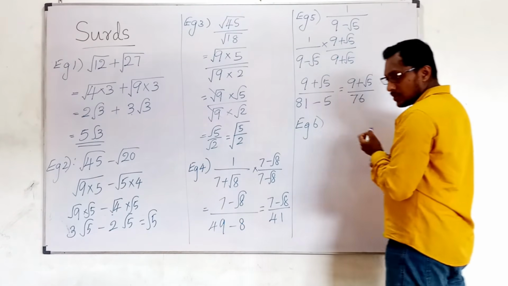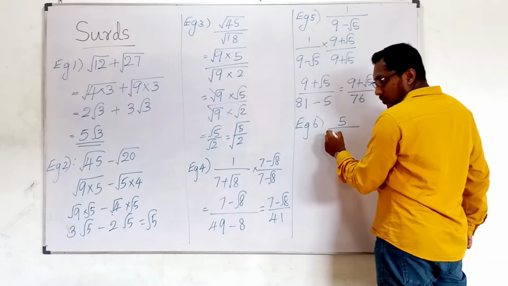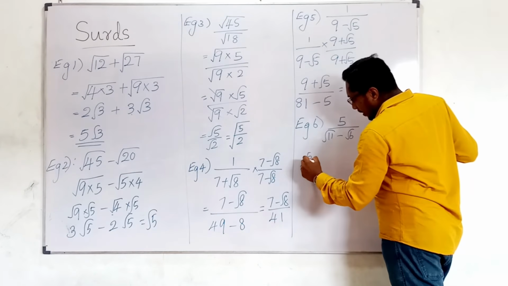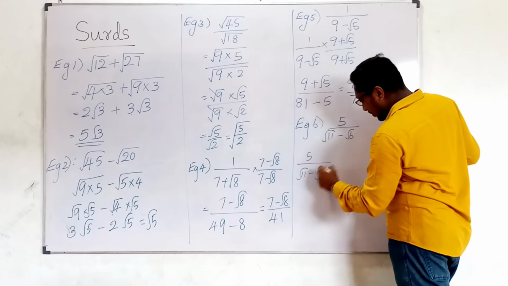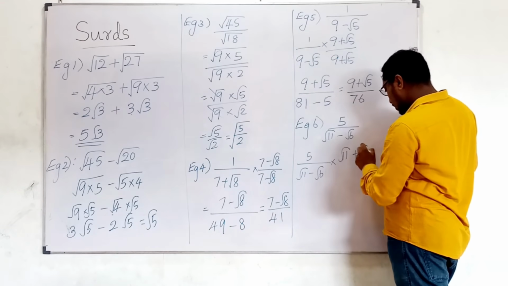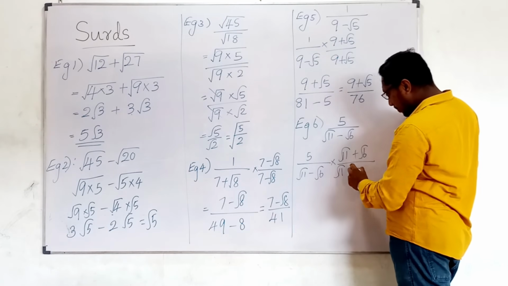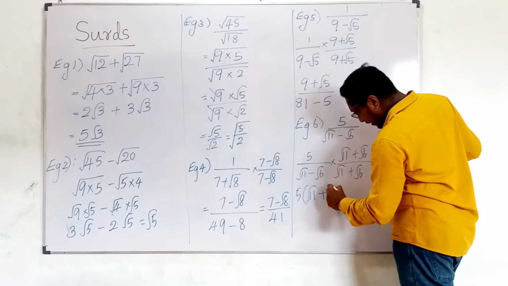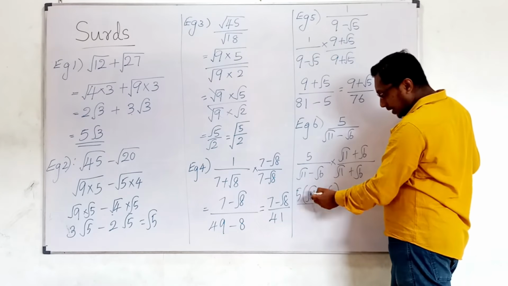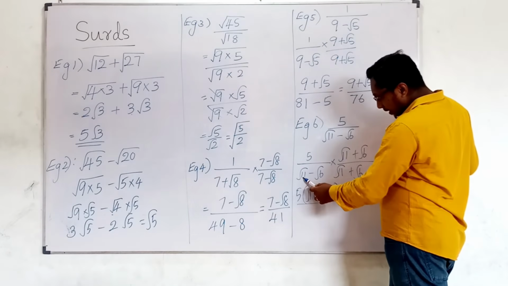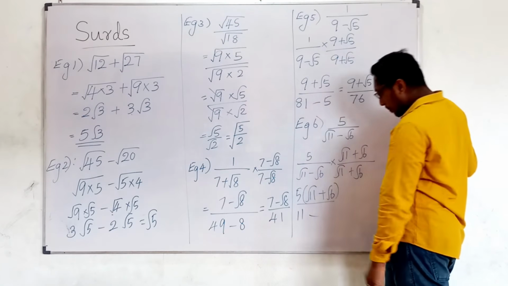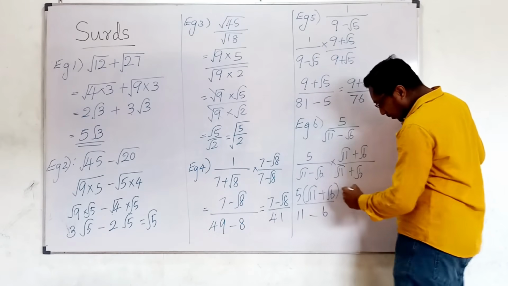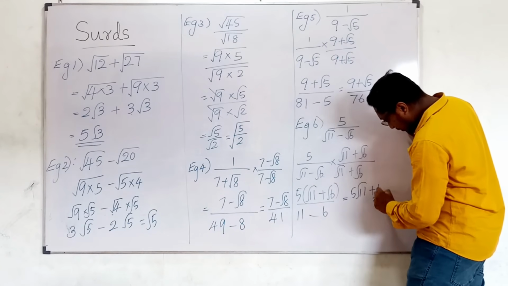Example 6. 5 over square root 11 minus square root 6. So this time we have to multiply by square root 11 plus square root 6. So the numerator is 5 times root 11 plus root 6. The denominator: root 11 times root 11 is 11, and root 6 times root 6 is 6.